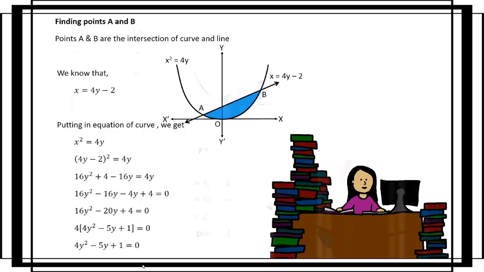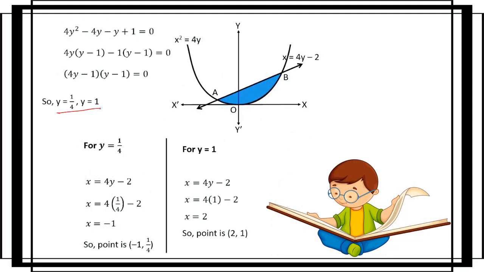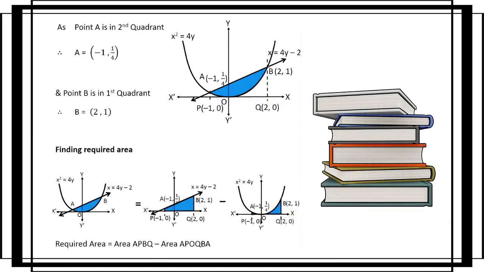And we are getting a quadratic. Solve it and get the values of y. Now for y equal to 1 by 4, we are getting x equal to minus 1. For y equal to 1, we are getting x equal to 2. So two points we have got: one is (2, 1) and the other is (minus 1, 1 by 4). Now this is the point (2, 1) because both are positive. We know in the first quadrant both the coordinates will definitely be positive. So this is (2, 1), and the other point is (minus 1, 1 by 4). So x negative and y positive will be in the second quadrant. So we have got both the points.